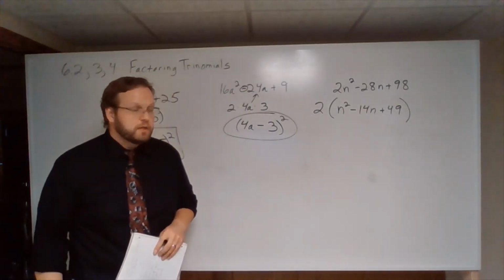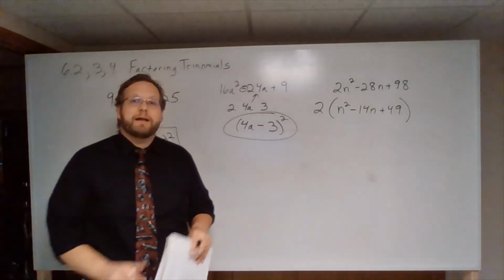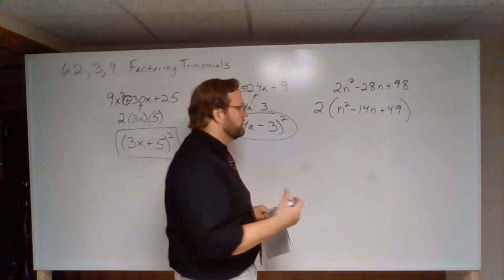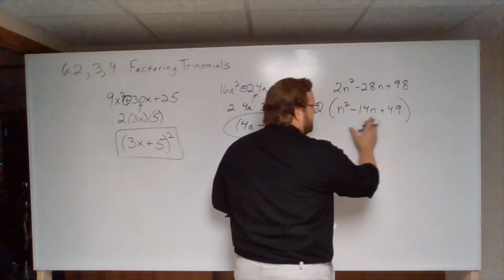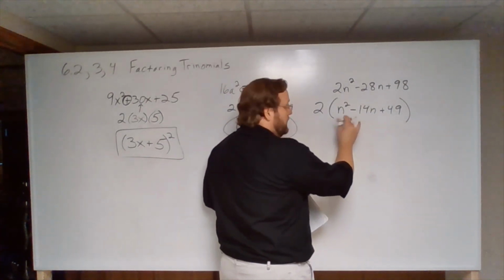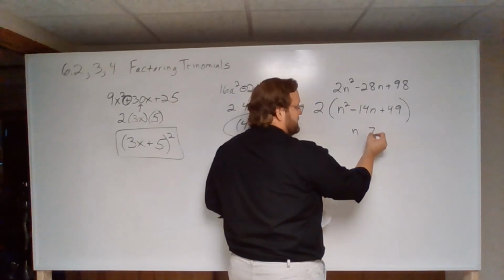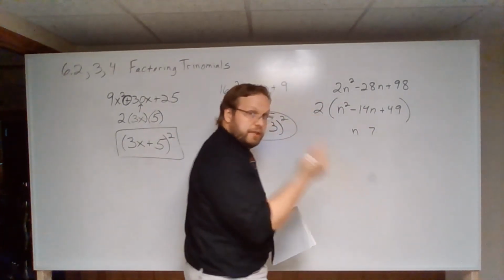now things are different. I took the 2 out as GCF. I factored it, but it may not be factored completely. Let's try to go a little further. This, is that a perfect square trinomial? Square root is n. Square root is 7. So far, so good. That's the first criteria.